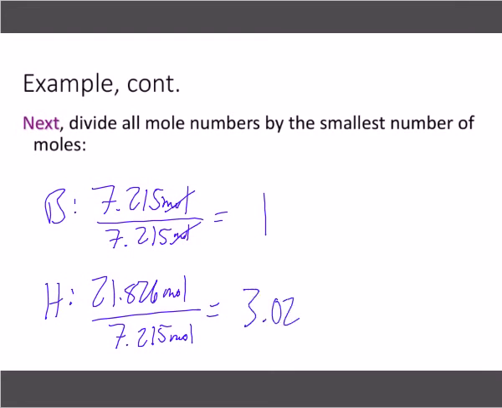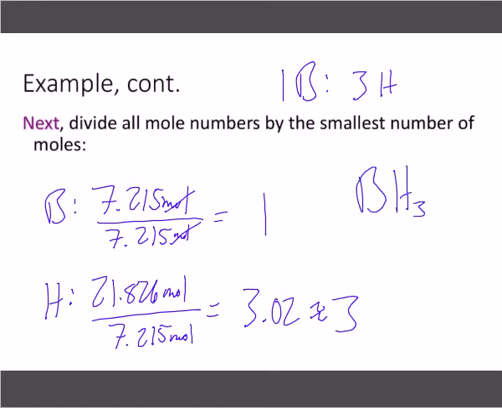3.02. So what's that basically? 3. So our ratio here, guys, is for every 1 boron that we have 3 hydrogens. This tells us our formula. These numbers that we get here after we divide by the least number of moles, those are our subscripts for our formula. So our formula here is going to be BH3. BH3, boron trihydride.